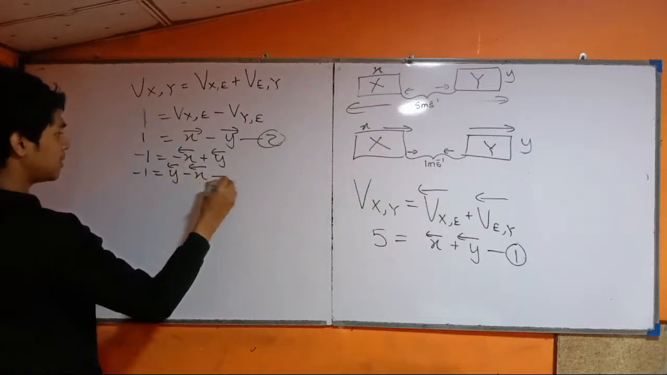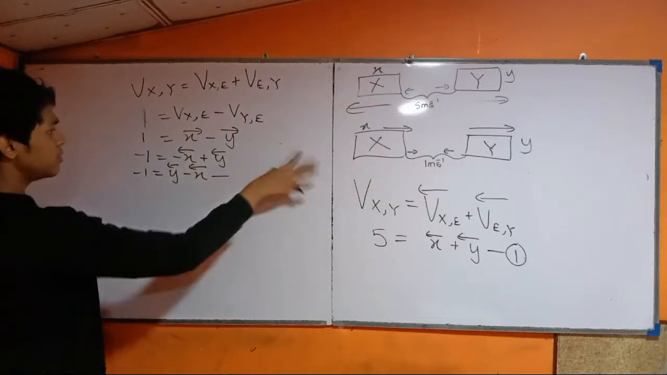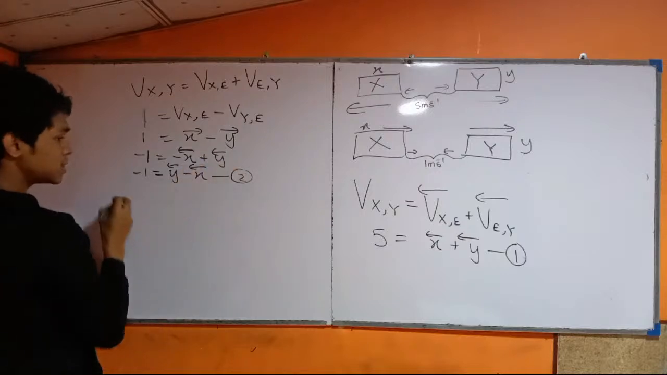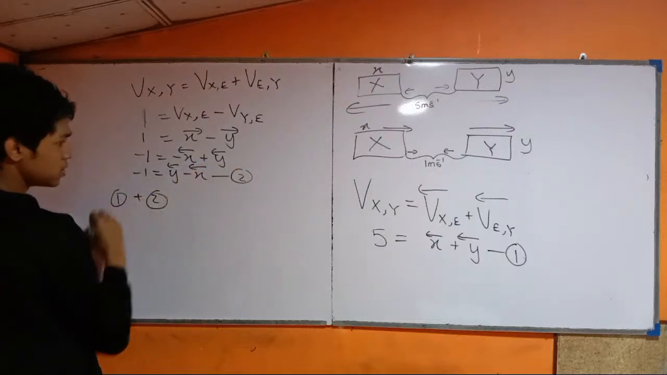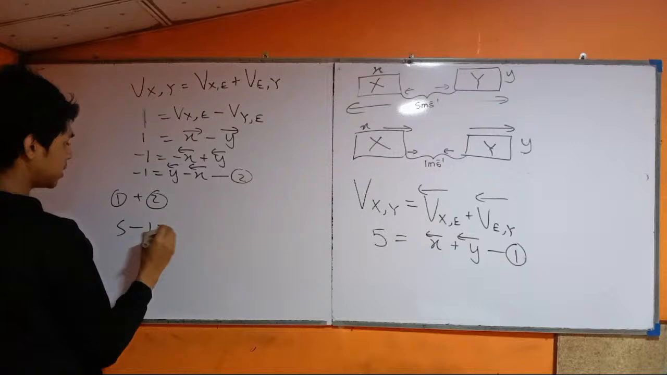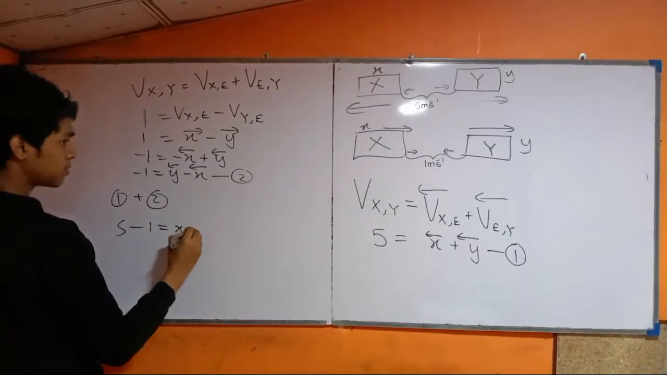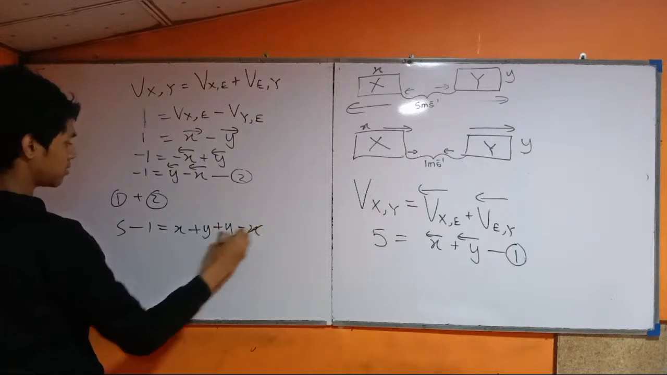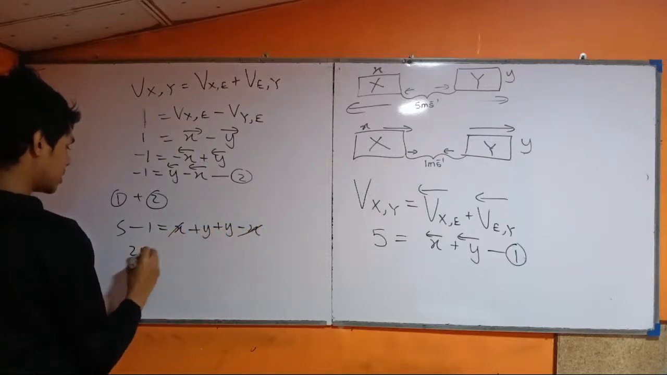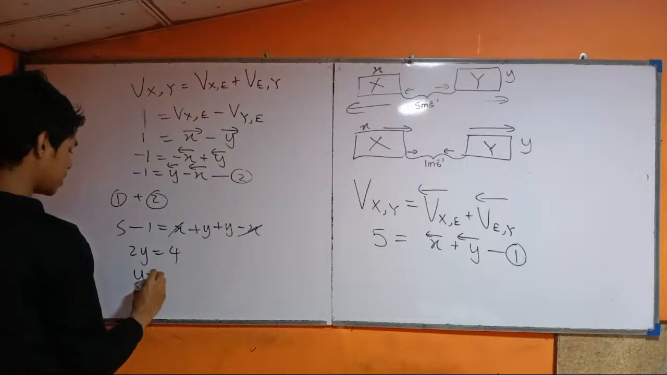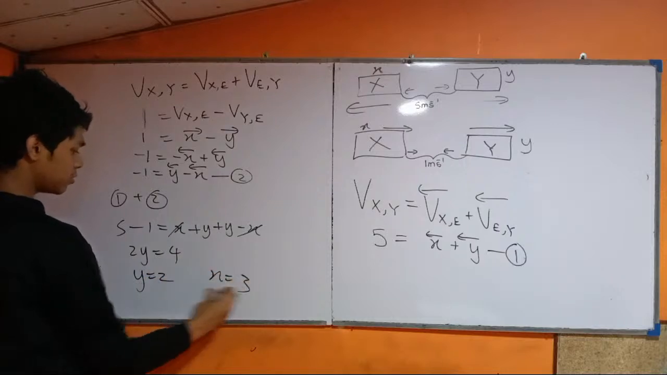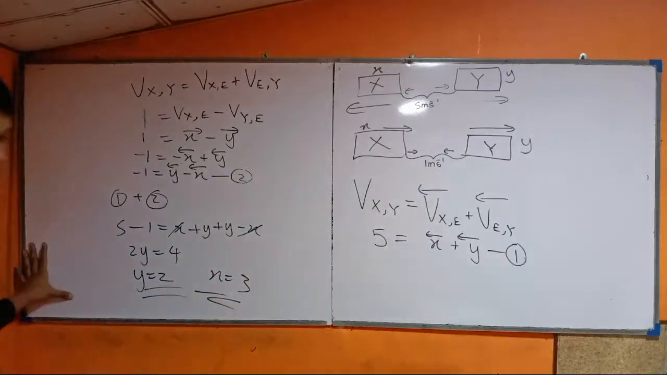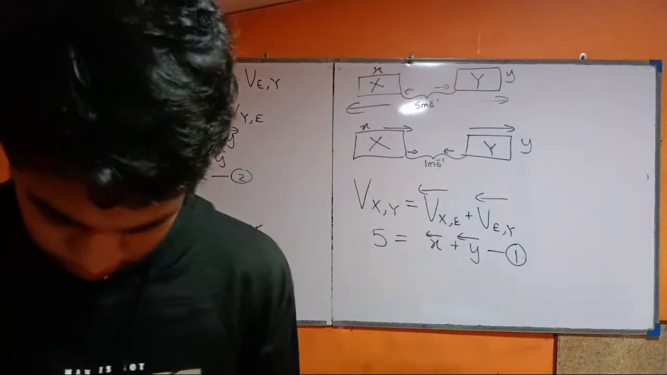And now you can add them. So 1 plus 2: 5 minus 1 is going to be equal to x plus y minus x. 2y is going to be equal to 4, y is going to be equal to 2, then x is going to be equal to 3. That's it. Answer number 4.